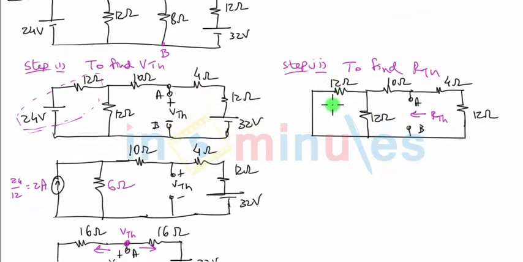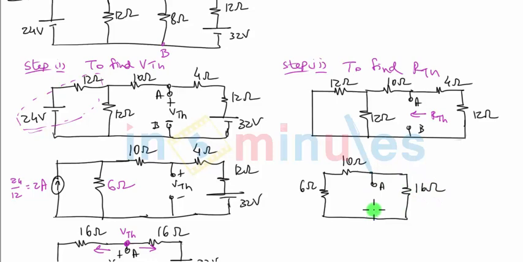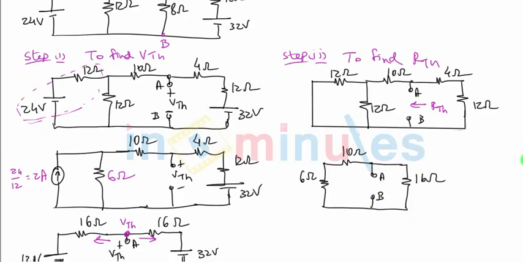This 12 ohm and 12 ohm will be in parallel. So the resultant resistance will be of 6 ohm. 12 parallel 12 will be 6 ohm resistance. 10 ohm resistance I keep as it is. On this side 4 plus 12 will give me resistance which is equal to 16 ohm. And between points A and B I'm going to find out my RTH.